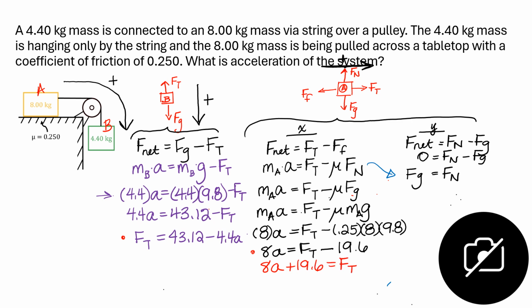And then I can just set these two equations equal to each other because they both equal Ft. So 43.12 minus 4.4a equals 8a plus 19.6. And then when you keep going and do more math, your acceleration winds up being 1.90 meters per second squared.